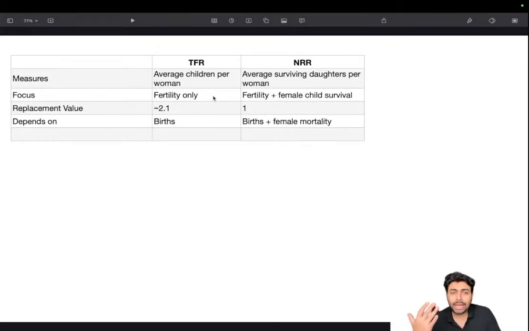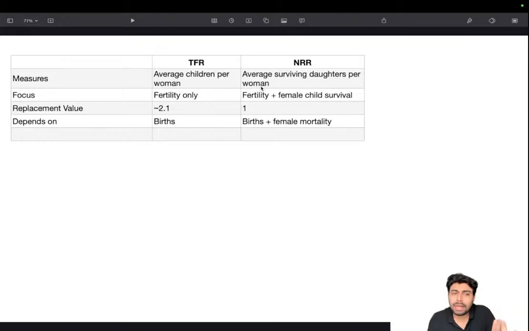So if that number is equal to 2.1, the population will be sustained. For example, if 1 lakh is the population and the TFR is 2.1, then the population will remain like that for the next year or the coming years. If TFR goes below this, there's a chance that population will go down in the future. If it goes up, the population will go up in the future. So that's called TFR.